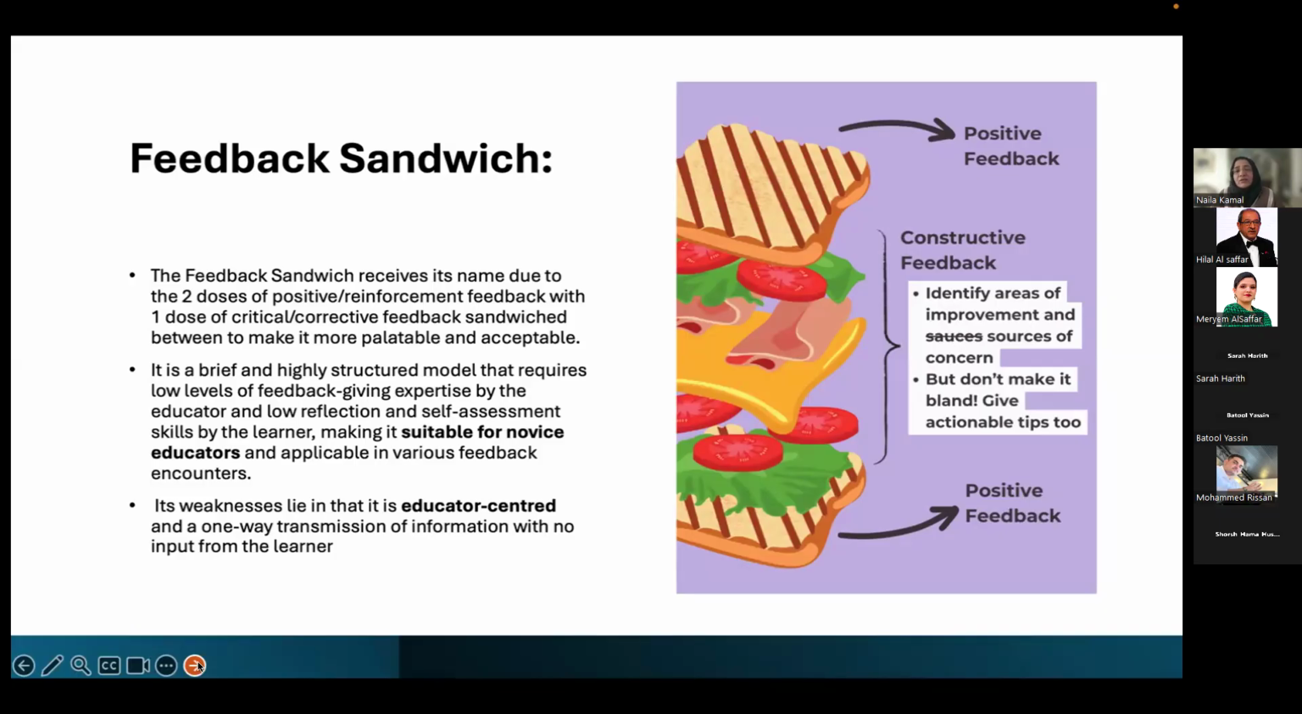So the sandwich model is basically, as you understand, at the top you say something nice, the positive things which you have observed. Then in the middle would be the areas of improvement, and then at the bottom there is positive feedback again. I've tried to give the pros and cons. It's an easy one, for beginner or novice educationists who are starting out and want to start the process of giving feedback. So this is a good starter model.